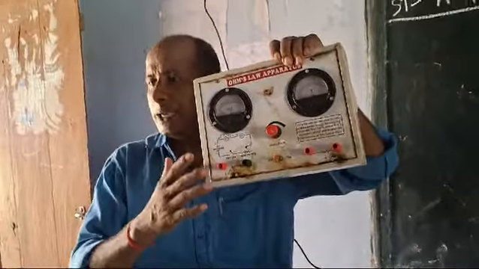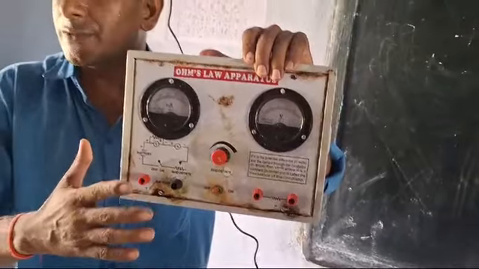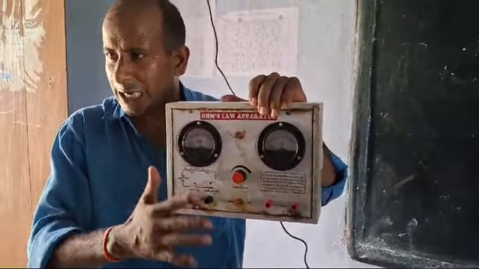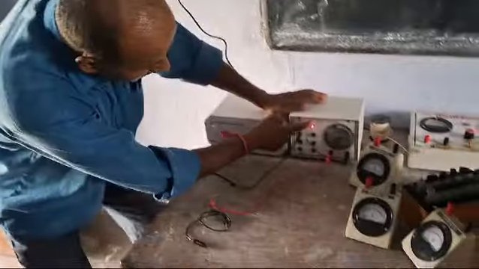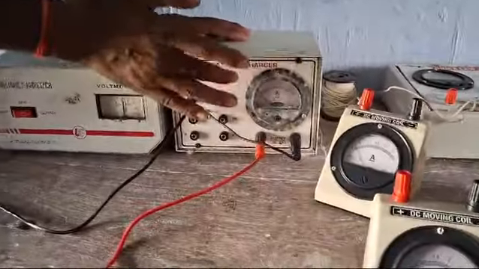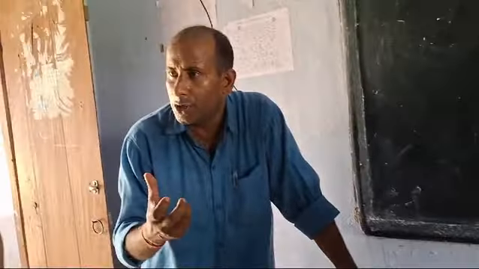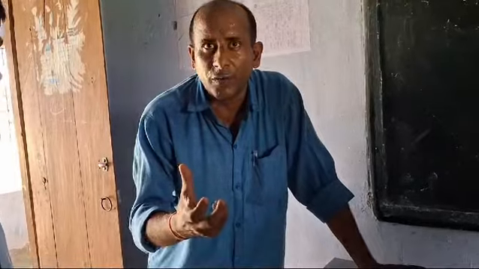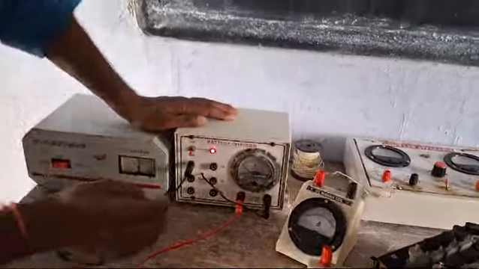And this is the whole device, the Ohm's law apparatus. It is very old, and I hope it will function properly. I never tested it; this is the first time I am exposing it before you. Now our job is to measure the voltage. And this is the battery charger. We can have any voltage: if you want 2 volt, 4 volt, 6 volt, 8 volt or 12 volt, then we plug in the respective hole.